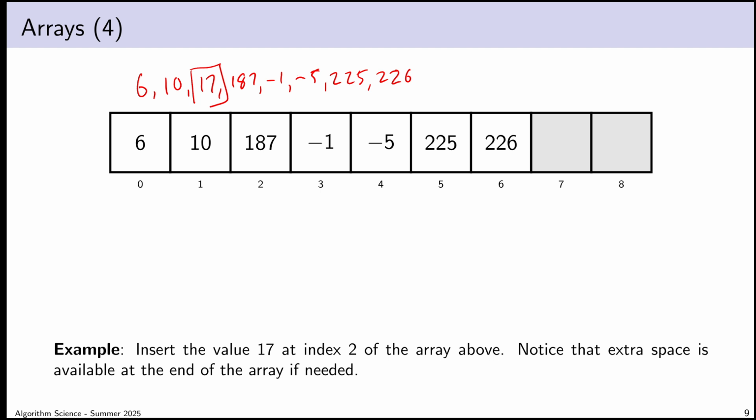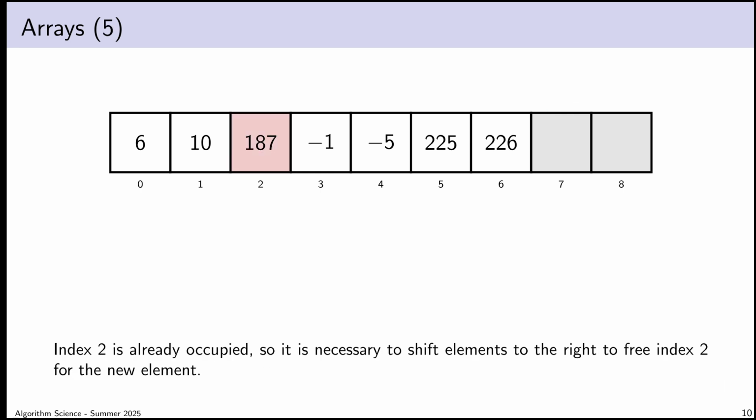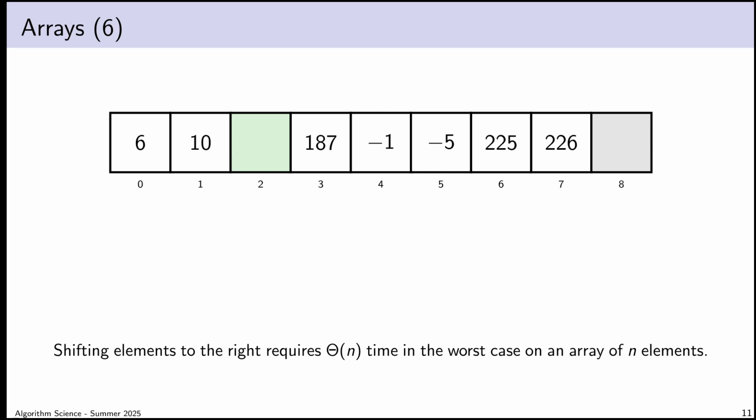Notice that in this particular array, I've left some empty elements at the end, because maybe I foresaw that I might need to insert some stuff after the fact. Because index 2, the index I want to insert at, is already occupied, the only way to get the element in there is to move stuff around. So I could take everything at or after index 2 and move all of it over by one position to the right. That makes a gap, and then I can fill that gap with the new element 17. Doing this, though, could require big theta of n operations.